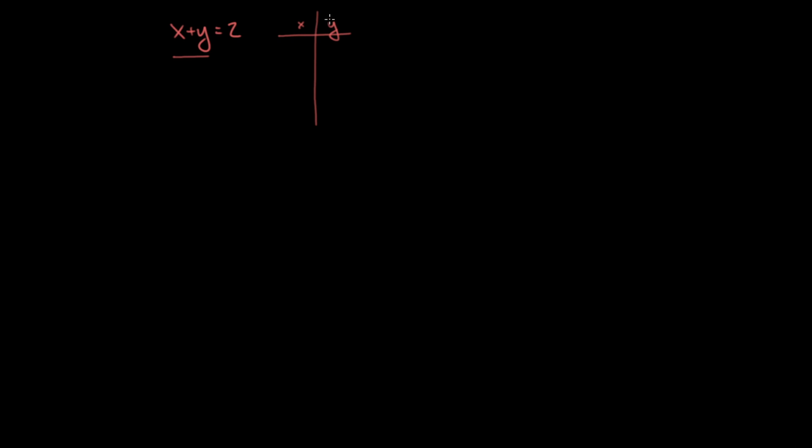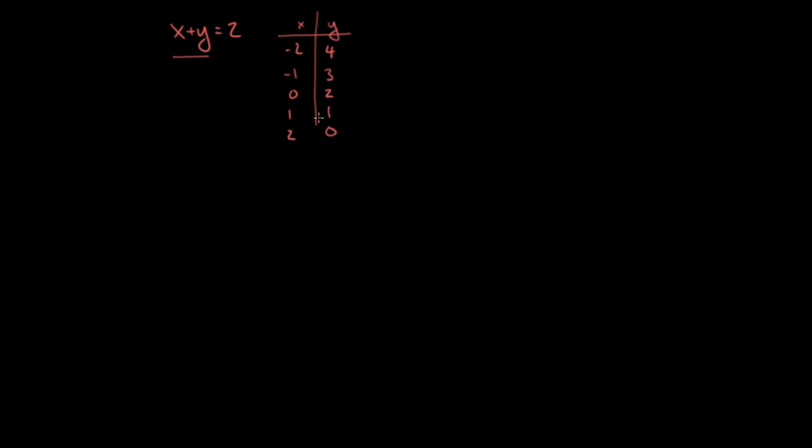So if I pick values for x, let's just go with -2, -1, 0, 1, and 2. Well, if x is -2, what does y have to be? Y has to be 4. And if x is -1, what does y have to be? It has to be 3. If x is 0, y has to be 2. If x is 1, y has to be 1. And if x is 2, y has to be 0. So this is just a relationship between these two variables. That's all it is. There's nothing special about it.